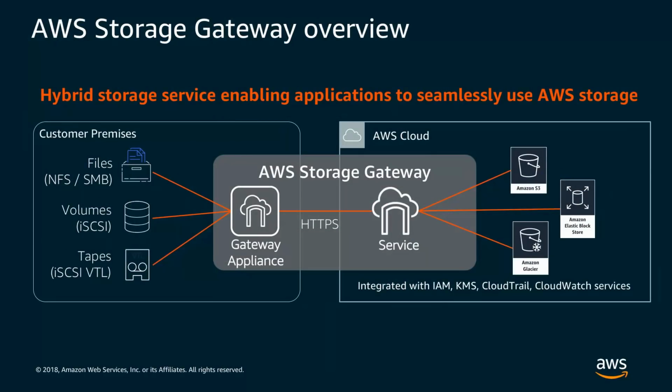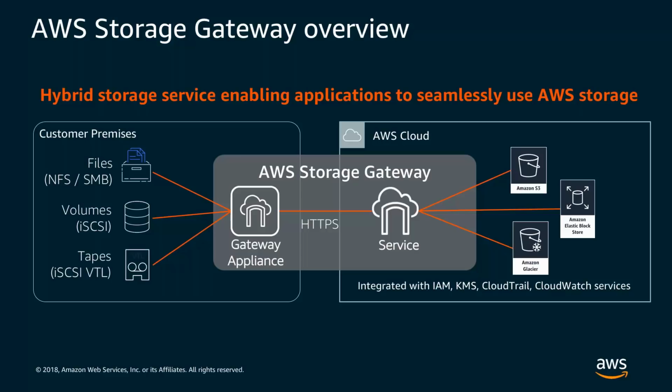The AWS Storage Gateway service is a hybrid storage service that enables your applications to seamlessly use AWS storage. Later on in the presentation, I'll be talking about Storage Gateway for backup use, but let me talk about Storage Gateway generically first, as there are several different use cases for it.